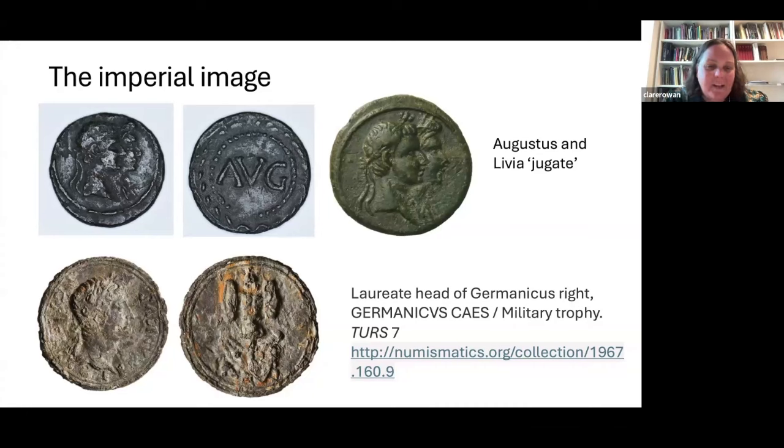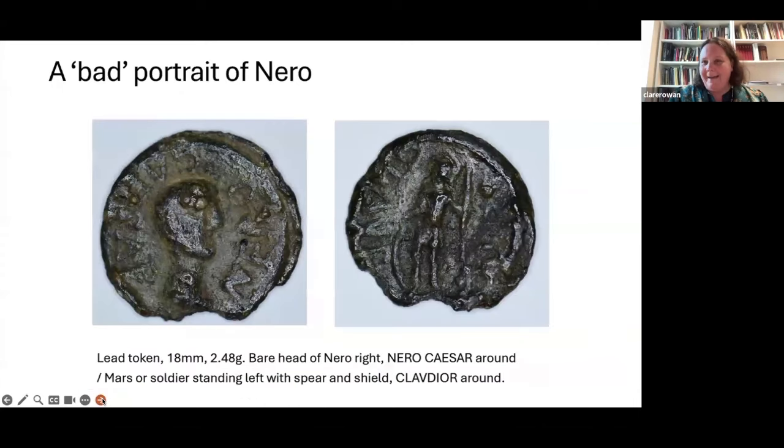In the A&S collection, there's a lovely lead token that shows Germanicus. So again, one of these individuals who doesn't necessarily appear on imperial coinage, but we find represented here on the lead token with a rather lovely laurel wreath, I have to say, and a military trophy as well. So these are rather lovely images of the emperor. But what tokens also give us are what I will call bad portraits.